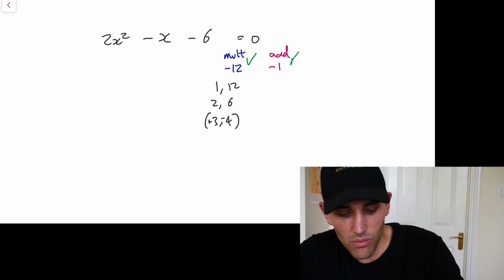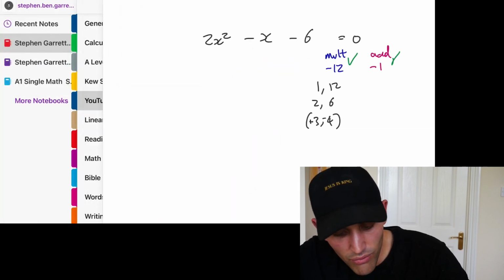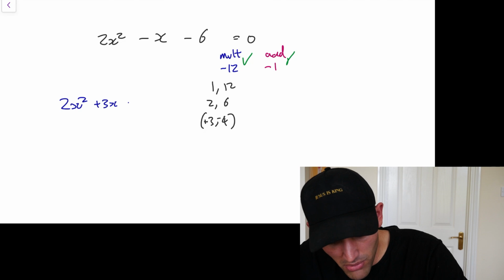Okay, so we're going to first give ourselves some more room. Then I'm going to rewrite this quadratic. So that becomes 2x squared plus 3x minus 4x minus 6.